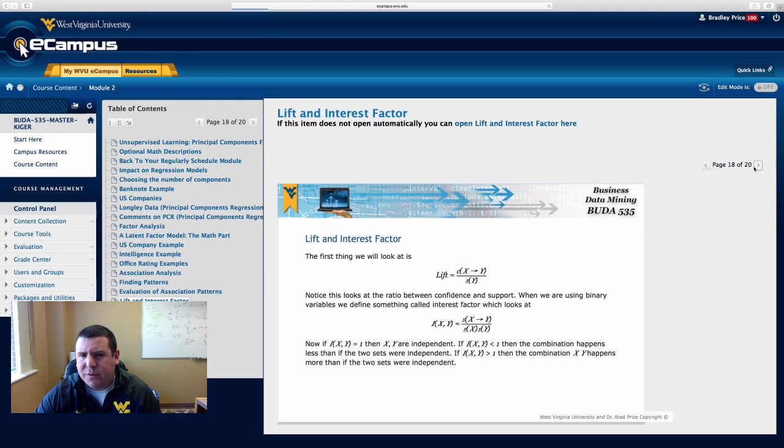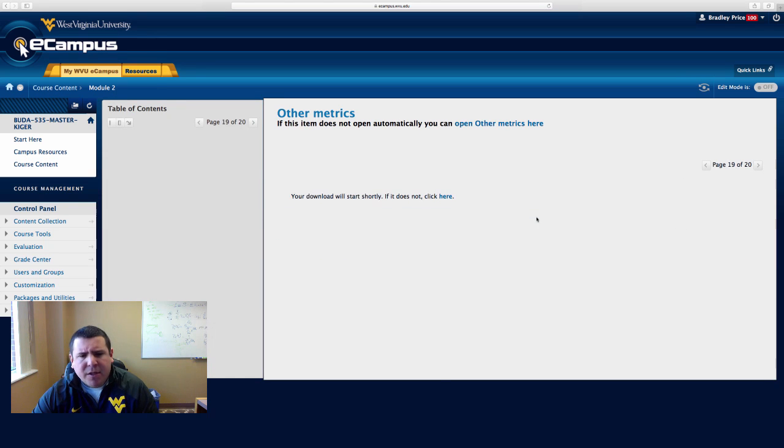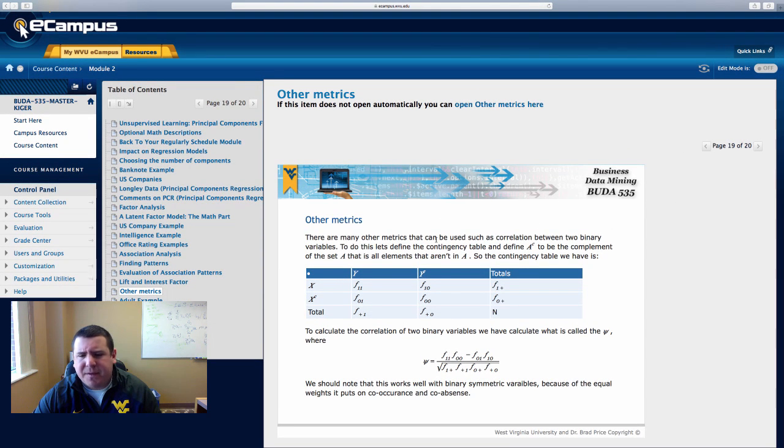Now, some other metrics you can use, just to be safe, here's a way to do 2 binary variables. It's the calculation of correlation between 2 binary variables. It's called psi. We should note this works well with binary symmetric variables. It's called co-occurrence. It's something you can do if you want to. I've never found it useful yet. It's something you should know exists because there's an option in R for it. But other than that, I wouldn't worry too much about it. If you ever see a need, know that it does exist.